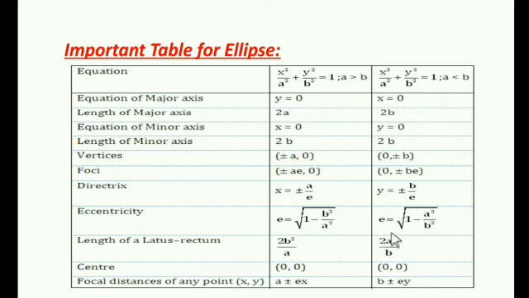Now what is the latus rectum? Latus recta are lines, perpendicular lines drawn through the focus. The center is 0, 0, and the focal distance of any point is ex and ey.